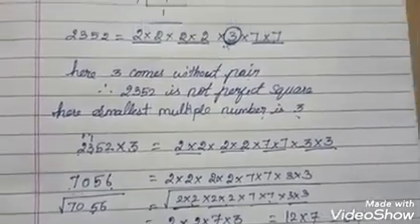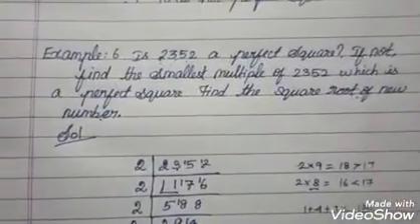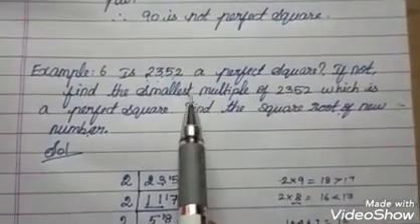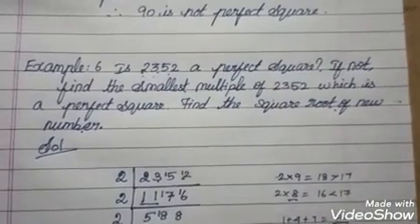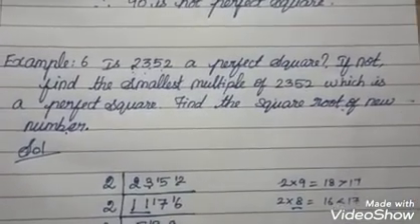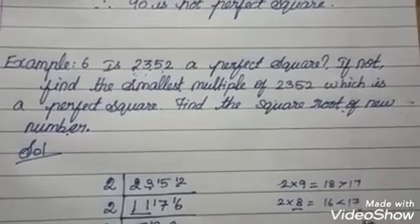Okay, children, I have just attached the worksheet on finding a perfect square by finding the smallest multiple, and also finding the square root by prime factorization. You need to work it out on the day itself.